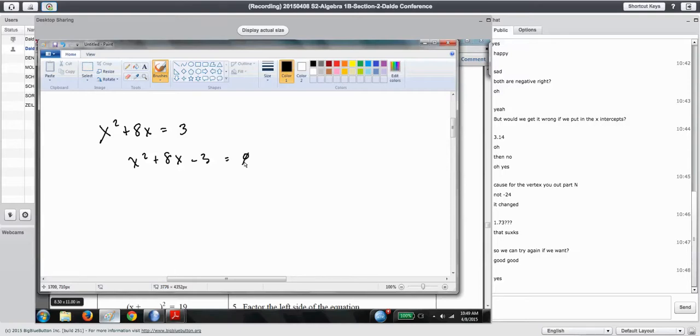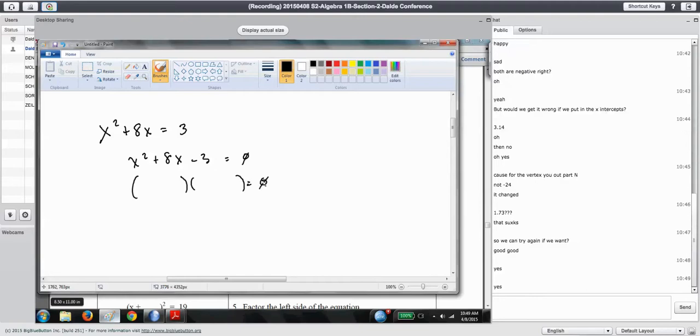Now the easiest thing to do is if I were able to get this into 2 parentheses like this. I would go x and an x, and I would put in a plus and a minus. And what are 2 numbers that multiply out to be 3, but add to be 8? If you don't know, say I don't know. If you do know, give me an answer. Please do so now. What are 2 numbers that multiply out to be 3 and add to be 8?